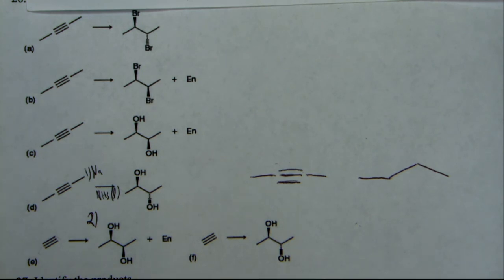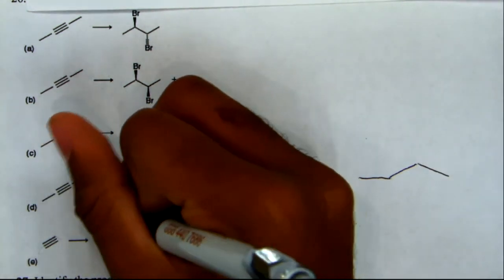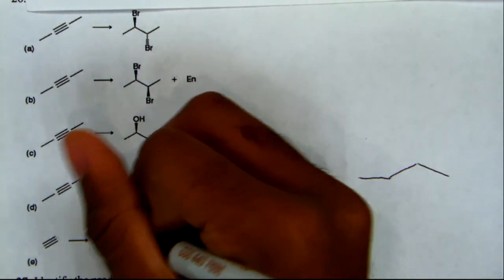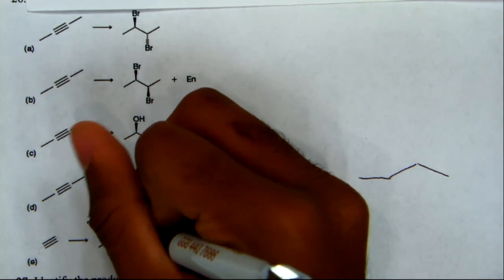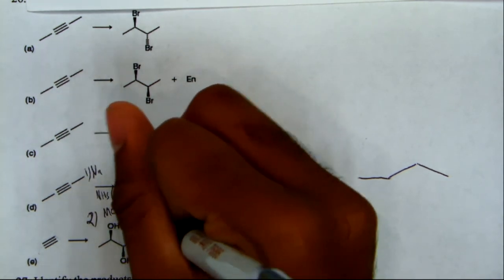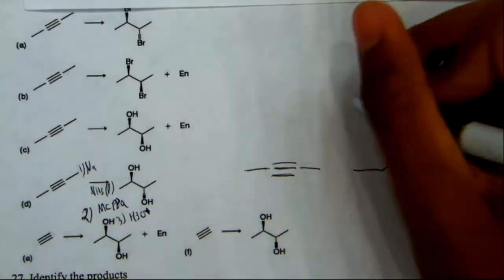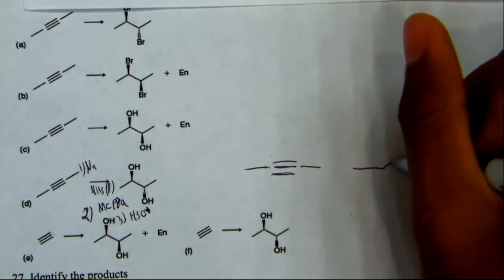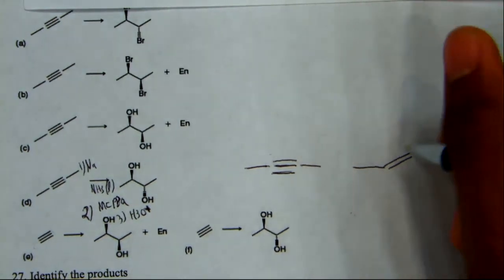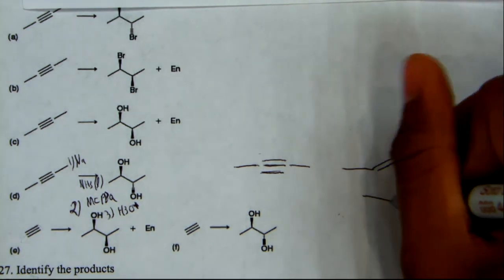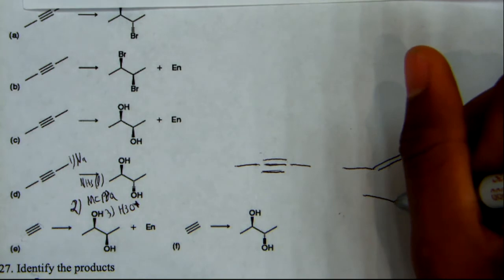You want anti-addition of alcohols. So all you need to do is anti-dihydroxylation. So it will be mCPBA. And then after you do mCPBA, you'll do H3O plus. And if you want to know what mCPBA does, oh, I did not draw the alkene. If you want to know what mCPBA does, it basically just uses this double bond to form an epoxide.